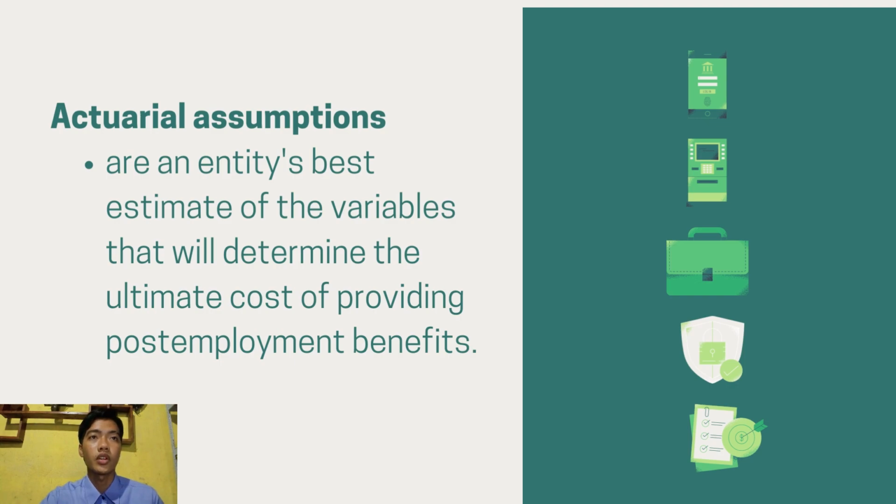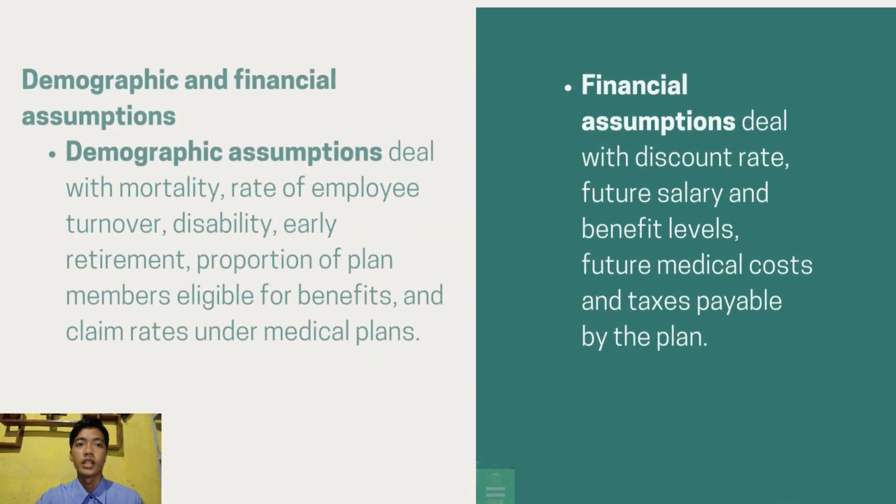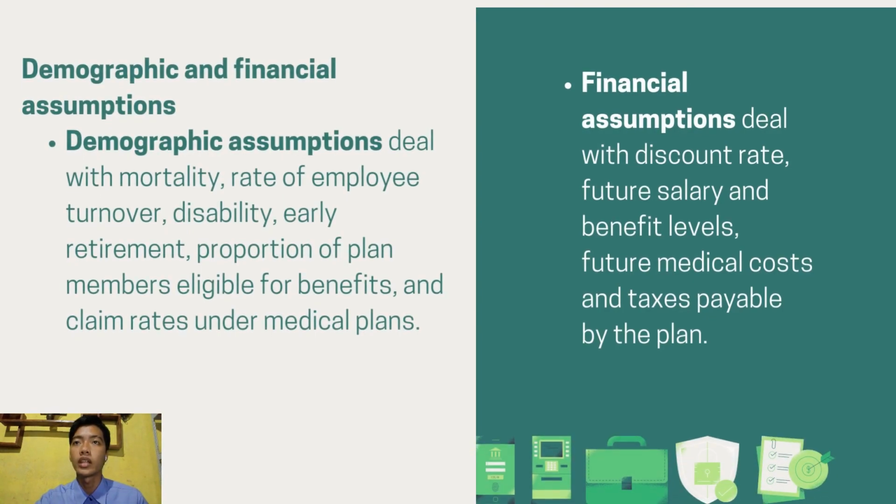Actuarial assumptions comprise of demographic assumptions and financial assumptions. So, dito muna tayo sa una, demographic assumptions. It deals with mortality rate of employee turnover, disability, early retirement, proportion of plan members eligible for benefits, and claim rates under medical plans. While yung financial assumptions naman, it deals with discount rate, future salary and benefits level, future medical costs, and taxes payable by the plan.